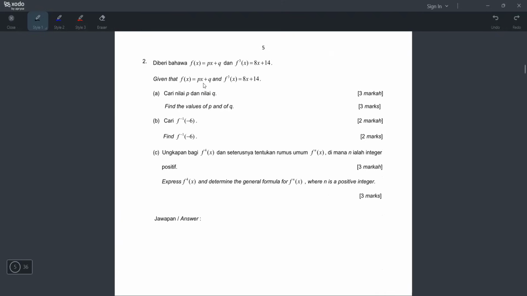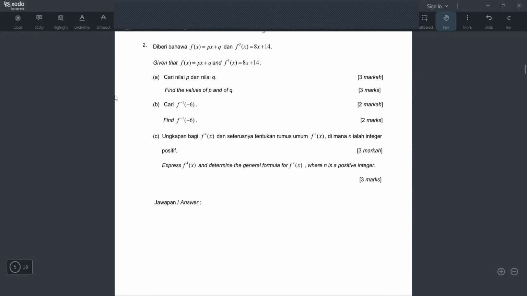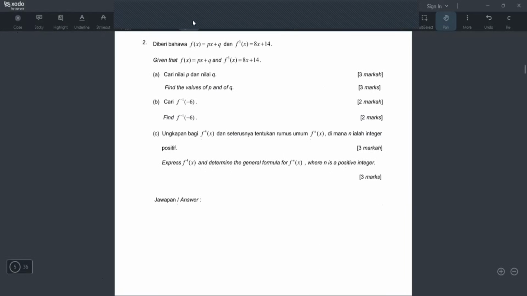Okay, very easy. You just try to find f power 3 of x yourself, right? After you find f power 3 of x, then you take your own f power 3 of x answer and compare it to this answer. Then you will know what your p and q are. Okay, I'll just do it here. I think there's enough space. So I will do my working here.